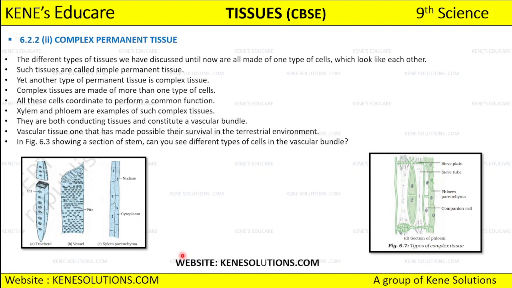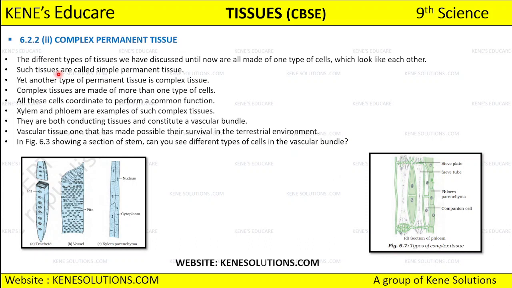Okay, now the next type of permanent tissue, after simple permanent tissue, is complex permanent tissue. Complex permanent tissue includes xylem and phloem. Xylem has tracheids, vessels, and xylem parenchyma, and this is the section of phloem. Phloem has sieve plate, sieve tube, phloem parenchyma, and companion cell. So whenever you are writing on complex permanent tissue, that is, whenever you are writing on xylem and phloem, you need to draw both the diagrams because it is very important.